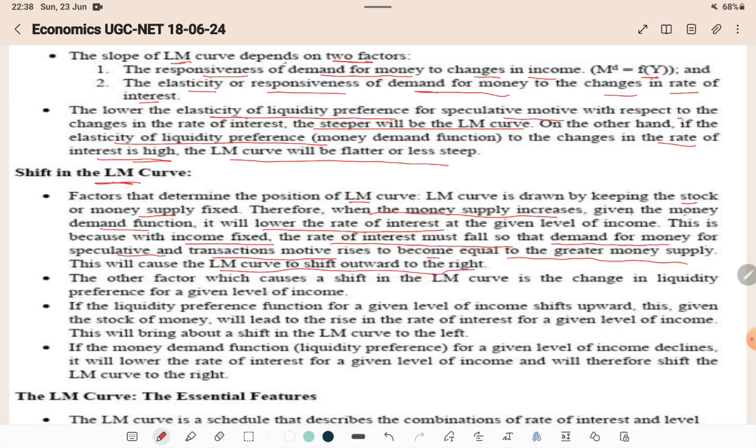The other factor which causes a shift in the LM curve is the change in liquidity preference for a given level of income. If the liquidity preference function for a given level of income shifts upward, this given the stock of money will lead to a rise in the rate of interest for a given level of income. This will bring about a shift in the LM curve to the left. Now, if the money demand function, liquidity preference, for a given level of income declines, it will lower the rate of interest for a given level of income and will therefore shift the LM curve to the right.